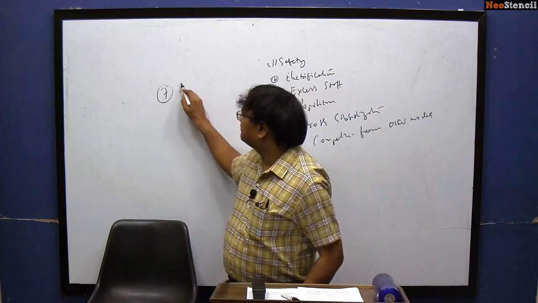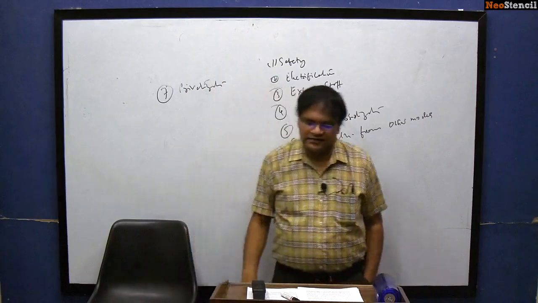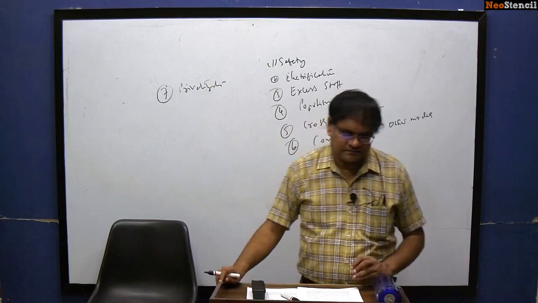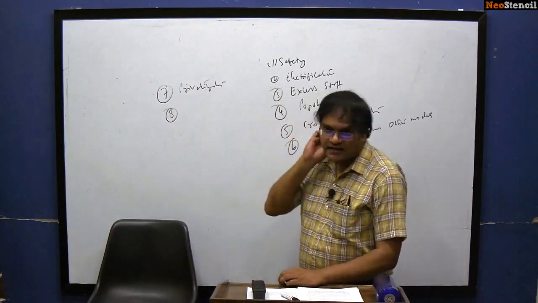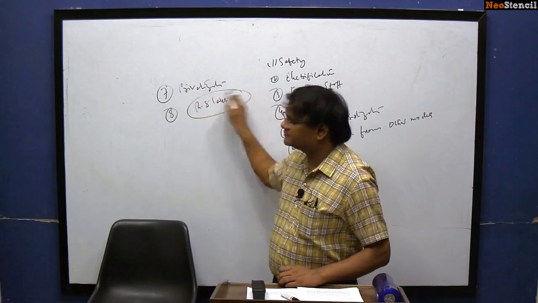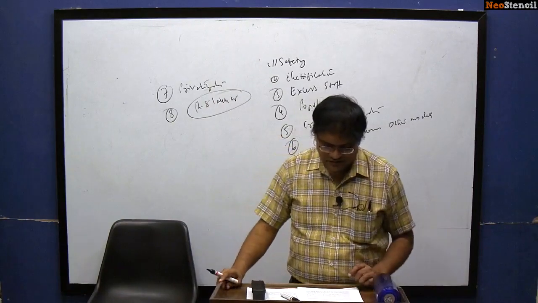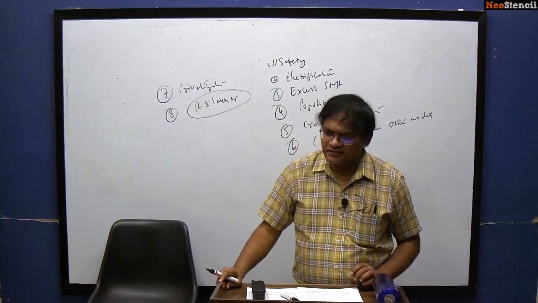Next challenge is privatization. Next problem is railways require a minimum of 8 lakh crores for modernization, resource crunch.